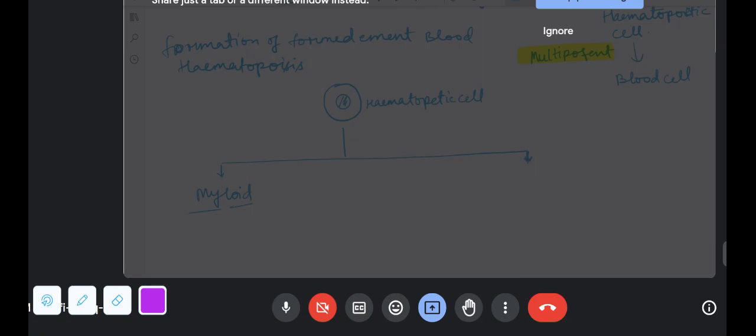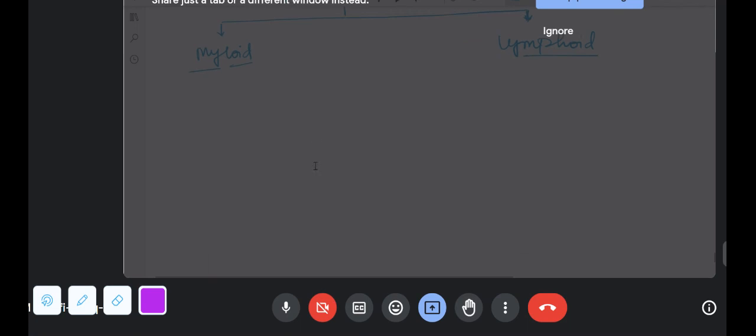Hematopoiesis. It will be called hematopoiesis. The other one is what? Lymphoid origin. So another is lymphoid in origin, and this myeloid origin will give you two types of cells, two types of origin.